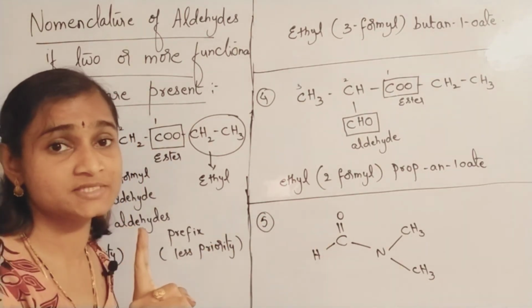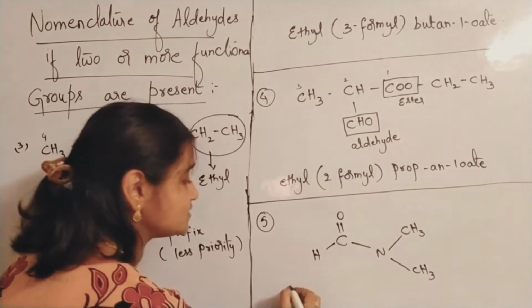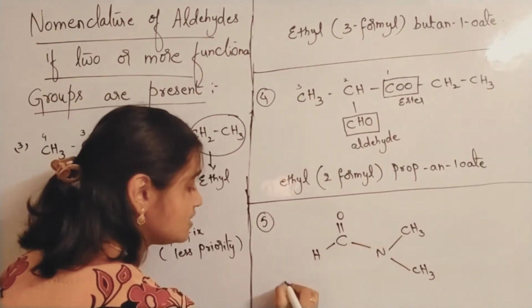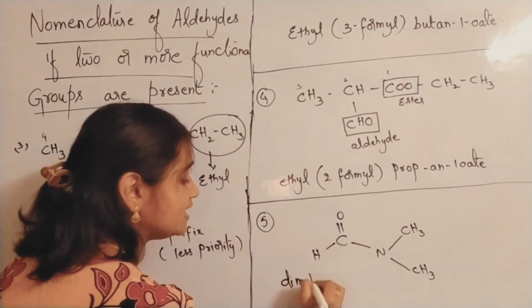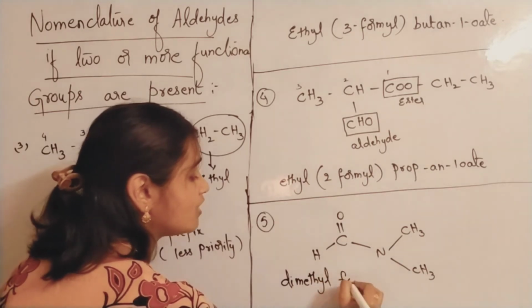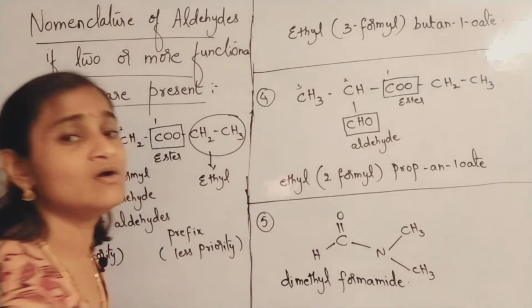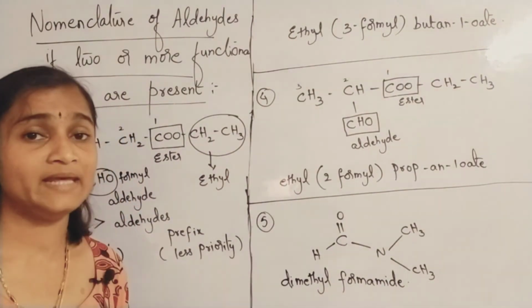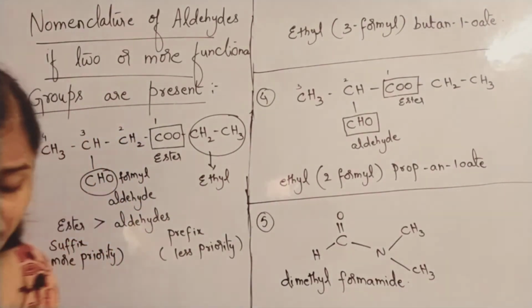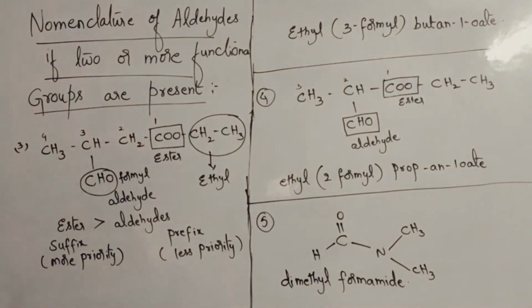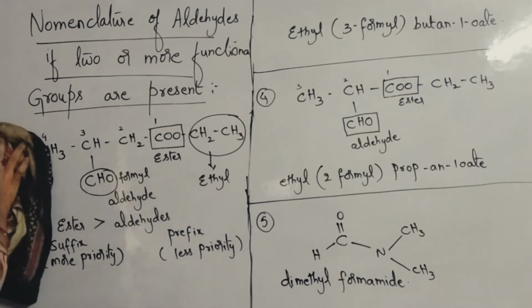Don't get confused. Okay, the name of this compound is what? 2 methyl groups are there. So dimethyl formamide. Dimethyl formamide is the name of this compound. Please note down. Dimethyl formamide. Okay. Now we'll do some miscellaneous examples.